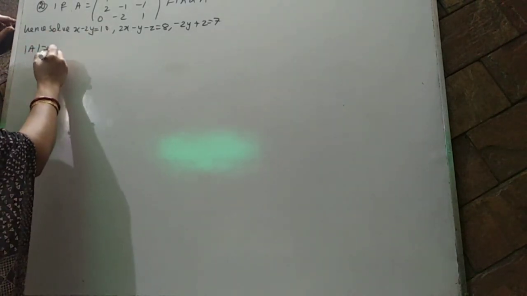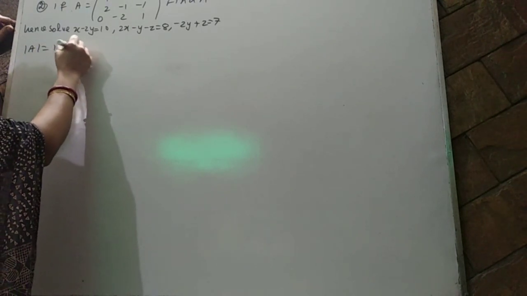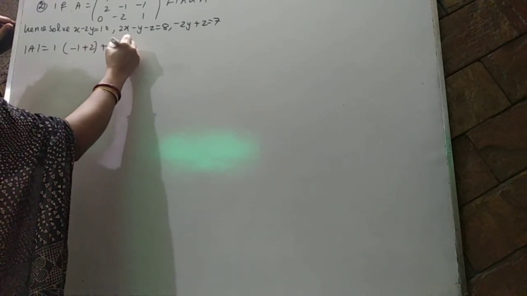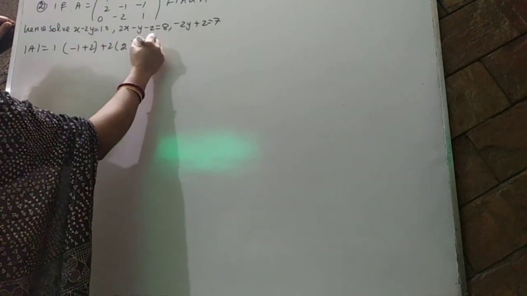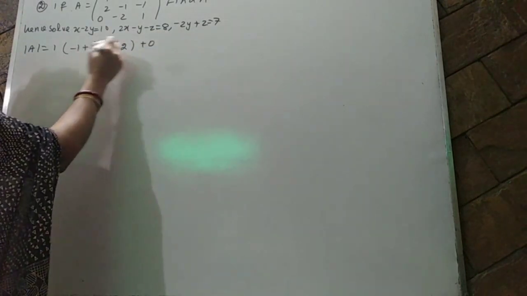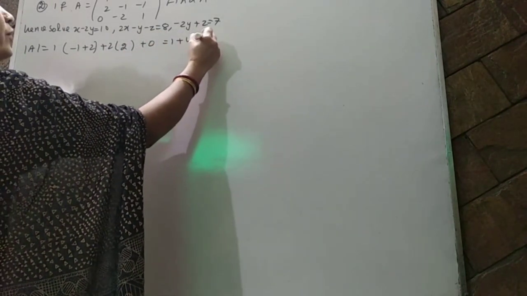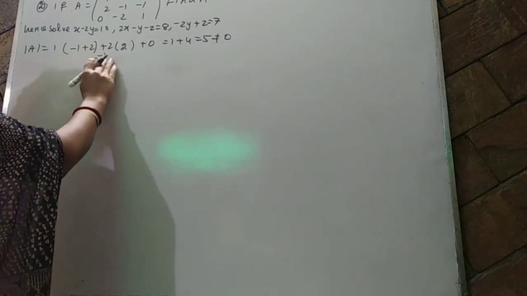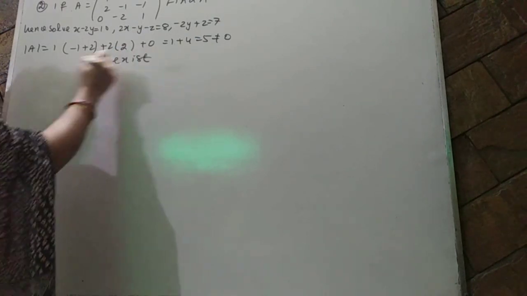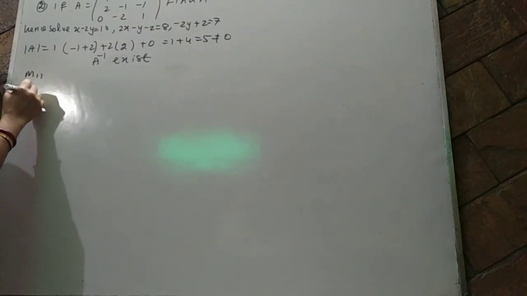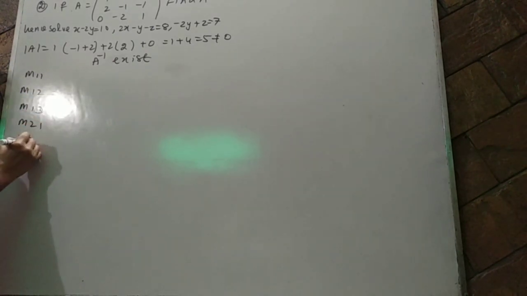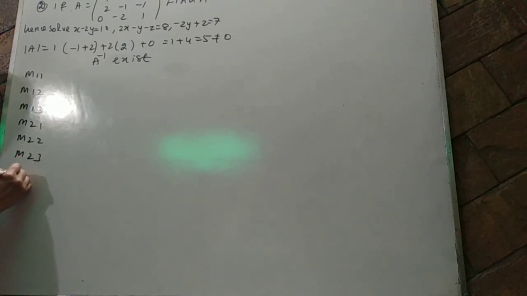I'm finding the determinant of A. So 1 into minus 1 and then plus 2, and then plus 2 into 2, 0 and then 0. Now we are getting 1 plus 4, that is equal to 5, not equal to 0. Should not forget to write this. So A inverse exists. Now I'm finding the minors and cofactors M11, M12, M13 and then M21, M22, M23, then M31, M32, M33.